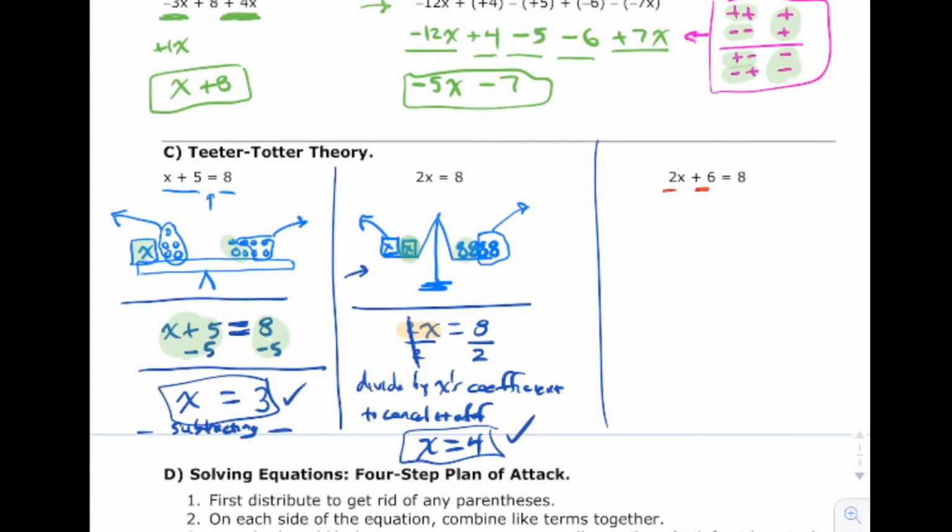So on the teeter-totter, let me do one more teeter-totter. Come on, man. Just oblige me. Just, what's the word? Humor me. Just humor me.